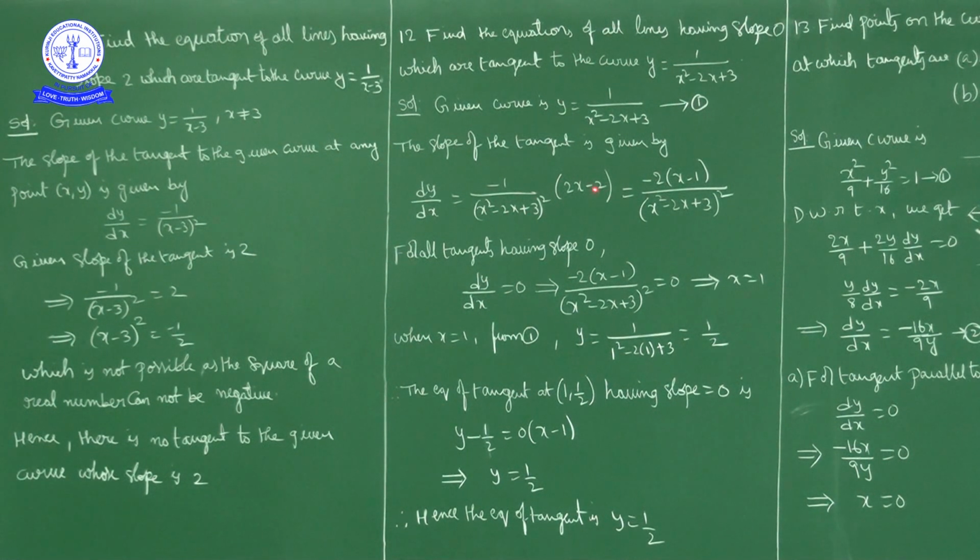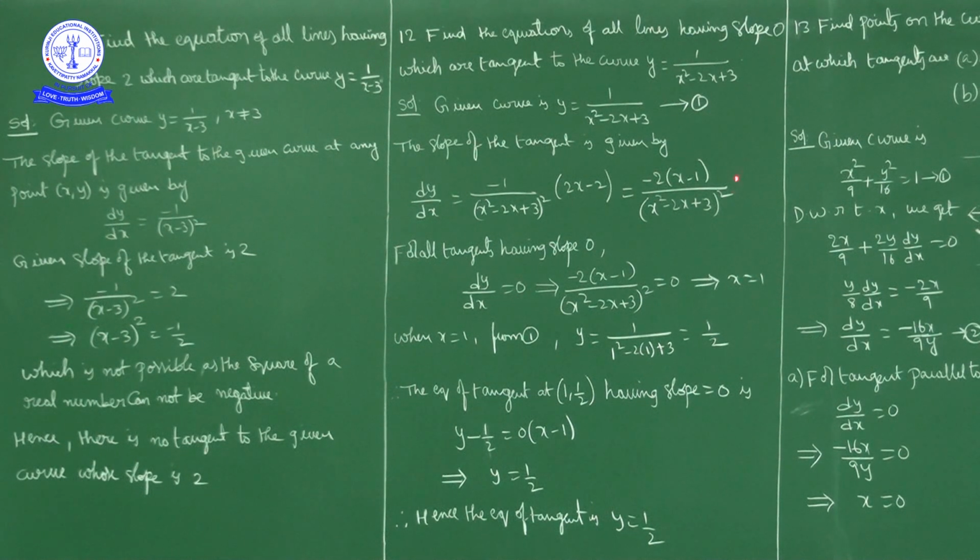So 2 is common. So what we get? Minus 2 into x minus 1 upon x square minus 2x plus 3 whole square. Okay, this is the slope of the tangent. What is given in the question? Tangents with slope 0 means the slope of the tangent is 0, no? So for all tangents having slope 0, dy by dx is equal to 0.